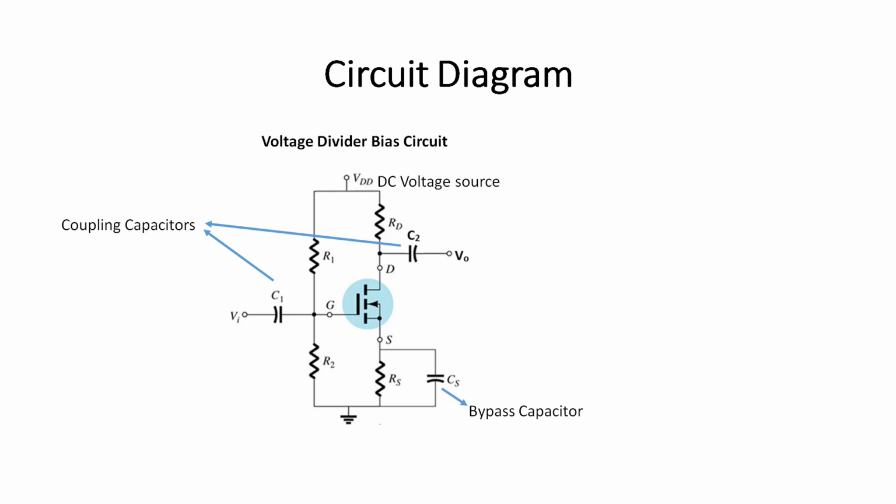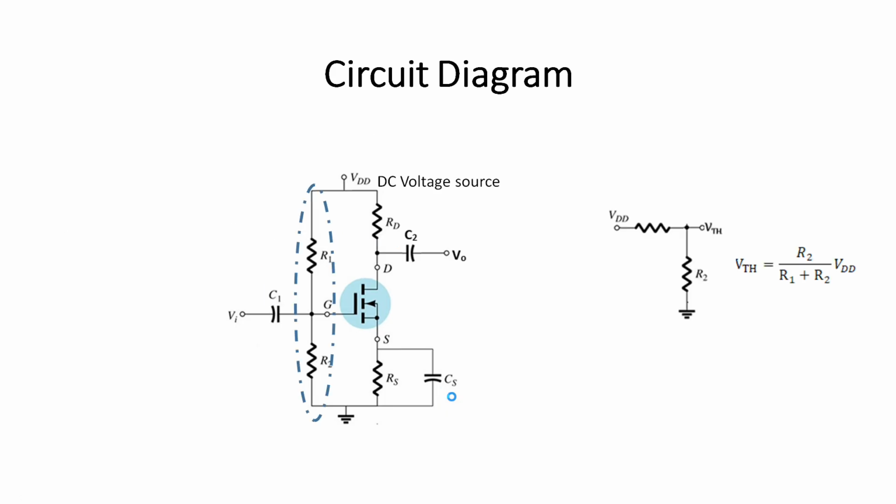R1, R2, RD, RS resistors are used to bias the transistor. R1, R2 is dividing the applied DC potential VDD, and C1, C2 are two coupling capacitors. CS is the bypass capacitor. VDD is now dividing across R1 and R2. Gate is separated by dielectric from source and drain.